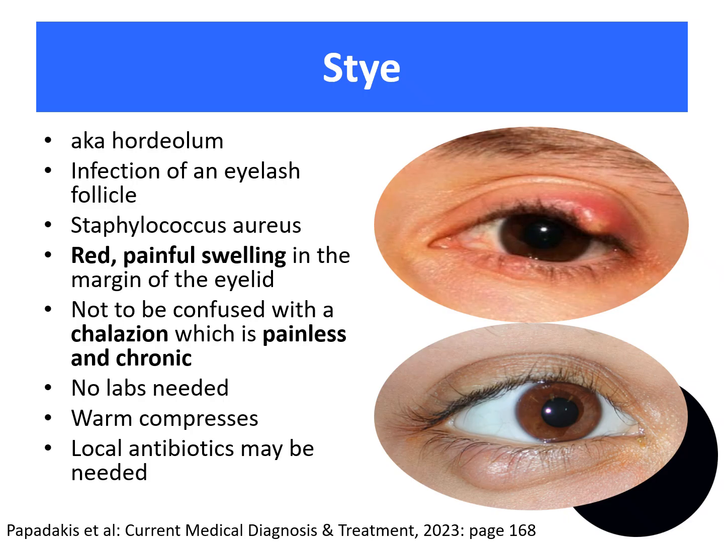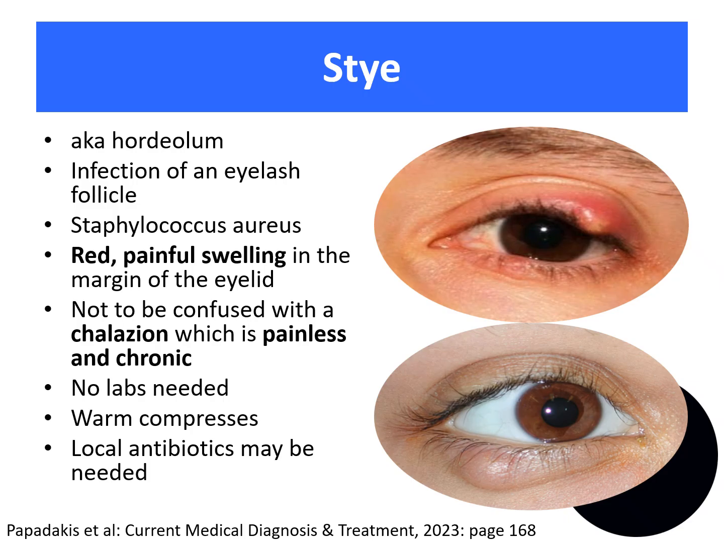The internal sty is painless and not acute. It is chronic, so it starts off as a small swelling, and over the next couple months to a year, that swelling gets larger and larger and is painless unless this blocked gland, and it's a blocked meibomian gland, becomes infected, and then it's going to become painful. Once again, no labs are necessary. The diagnosis is made on the history and the physical examination.